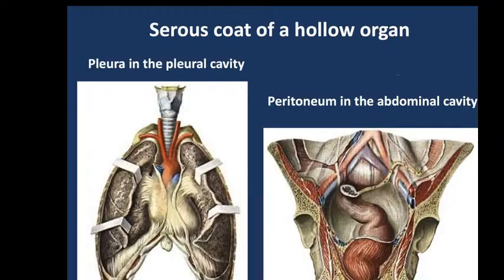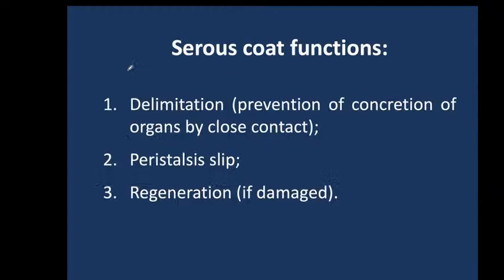Serous coat we could find in the pleural cavity. This is on the surface of the lungs, and we could find serous coat called or named peritoneum. This is a special name of serous coat in the abdominal cavity, and pleura. This is the serous coat for respiratory organs, for the lungs and the pleural cavity as well.